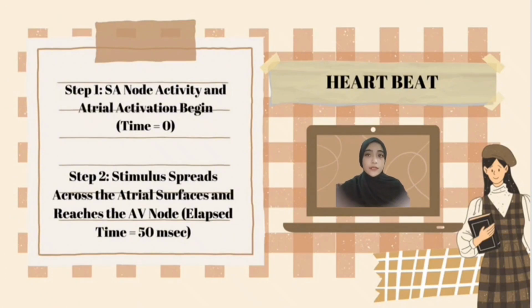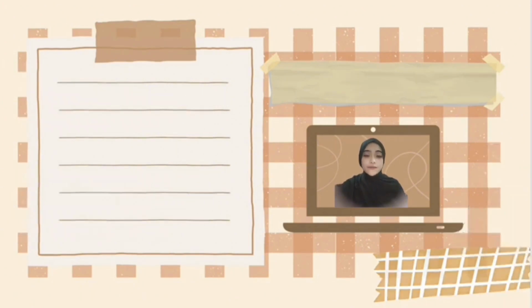Step 1 is where the cardiac cycle commences, with electrical activity at the sinoatrial SA node, the heart's natural pacemaker. This activity triggers atrial contraction, initiating the heartbeat. Moving on to step 2. The electrical impulse spreads across the atrial surfaces, stimulating contraction. It then reaches the atrioventricular node, allowing the signal to transition from the atria to the ventricles.